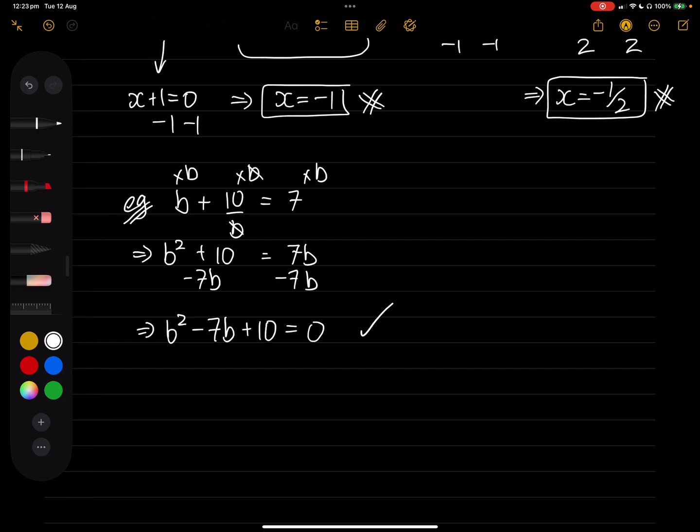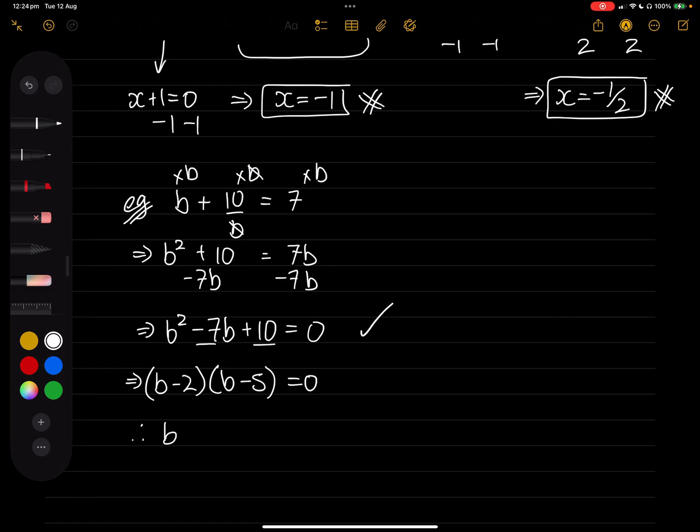This is quadratic equals 0. So now we're going to factor, set each bracket equal to 0, and solve. So we factorize this using our monic quadratic stuff. We need two numbers that add to make minus 7, multiply to make plus 10. Should be minus 2 and minus 5. So you get b minus 2 times b minus 5 equals 0.